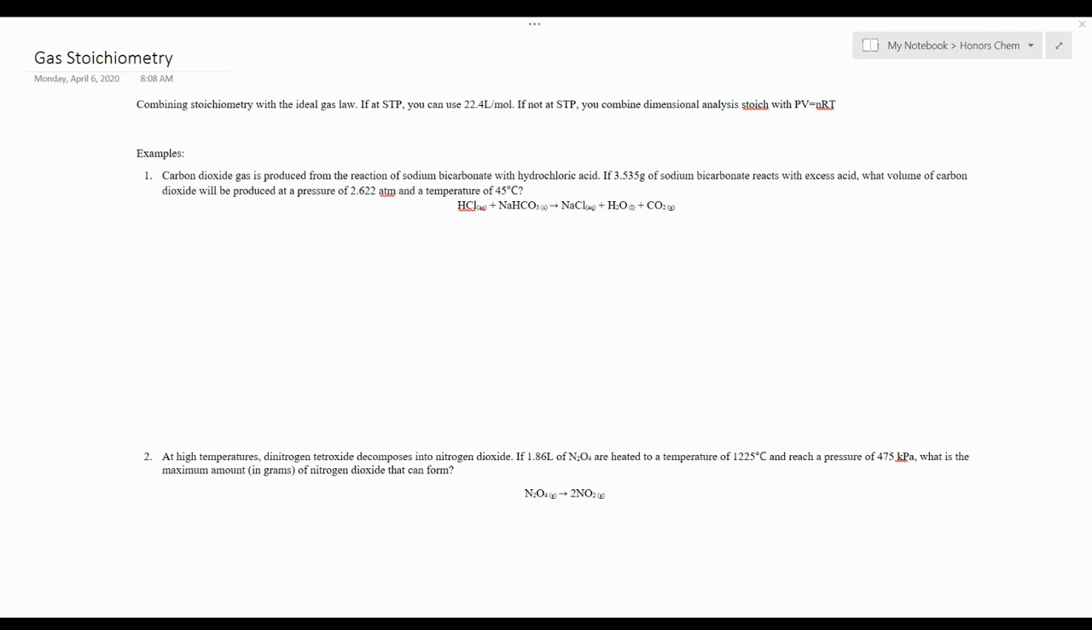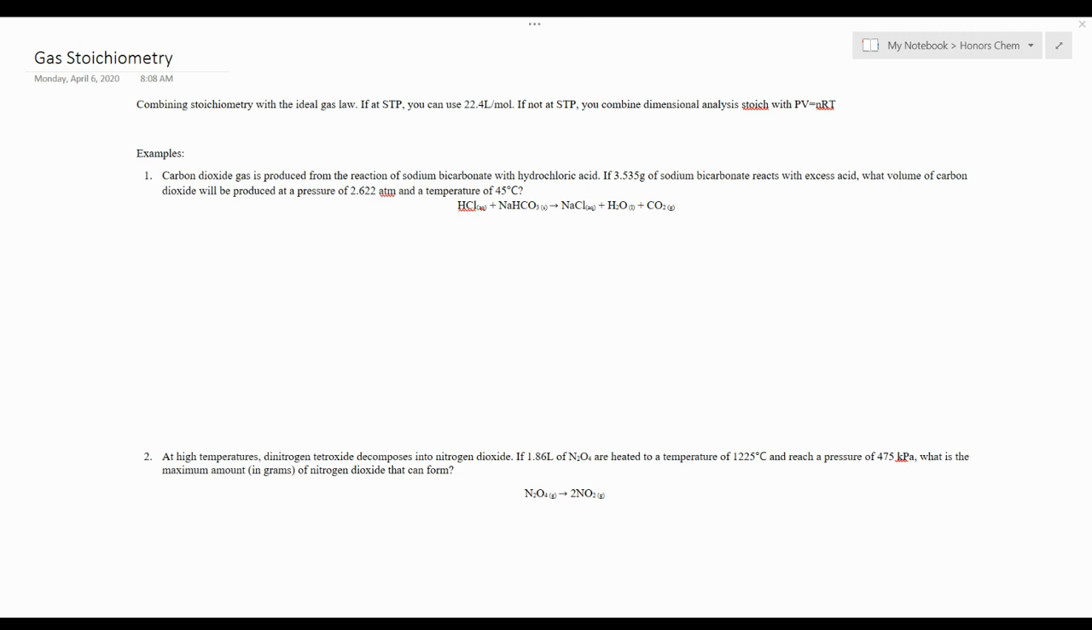So gas stoichiometry is combining the ideal gas law, PV equals nRT, with dimensional analysis stoichiometry. So we're not going to throw any BCA charts at you. This will just be the ones where you're doing the fractions. So we have 2 examples. First one, you're going to be given grams and you're trying to find volume. The other one, you're starting with volume and you're trying to find grams.